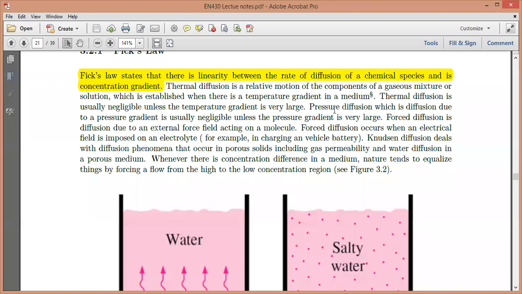This happens due to an external force field acting on a molecule. So this happens when an electrical field is imposed on an electrolyte, for example, when we're charging a car battery. And also, ozonation: we use forced diffusion in water treatment.